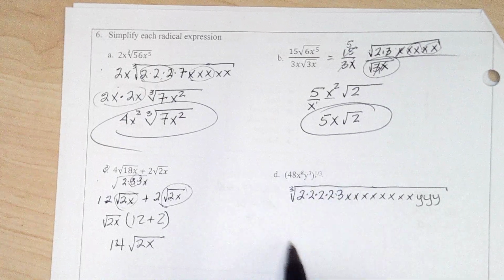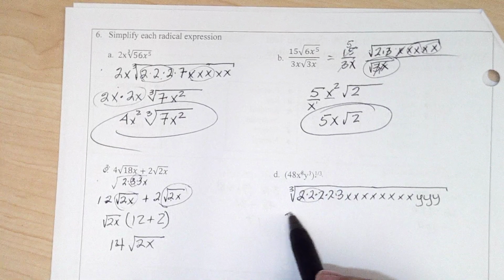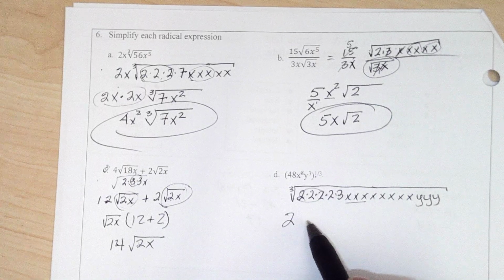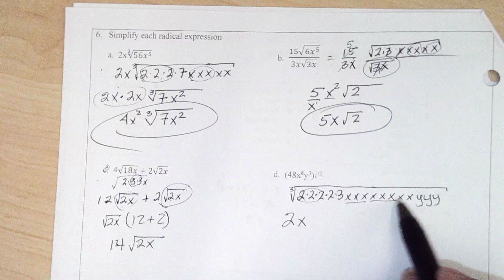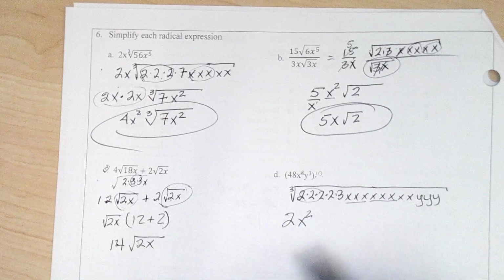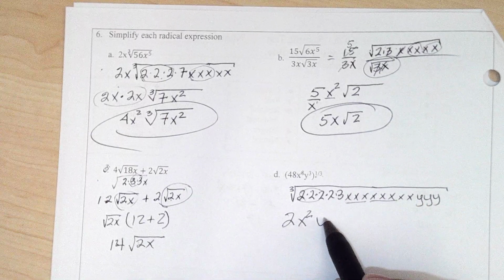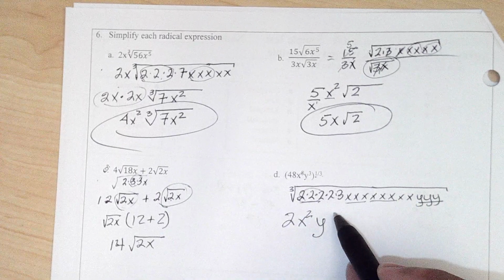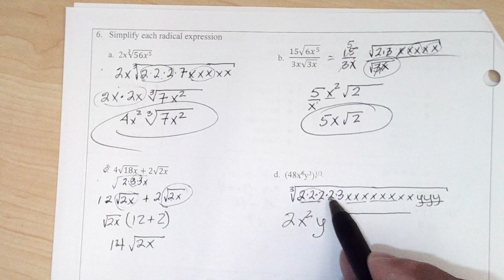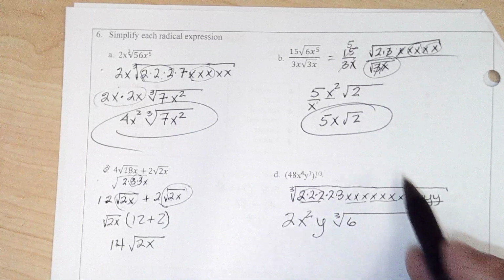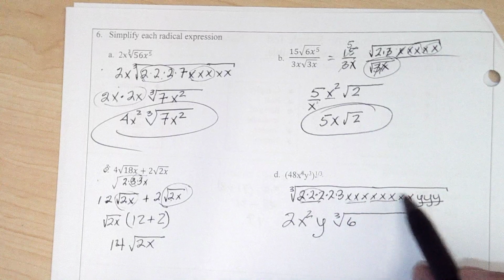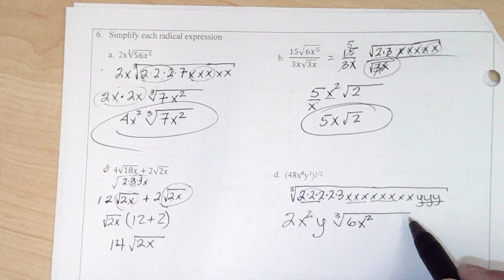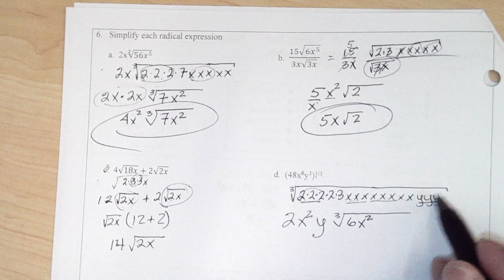And we're looking for groups of 3. There's 3 2's. There's no more groups of 3. There's 3 x's. That's an x. Another 3 x's. And we have 3 y's. So we've taken out the 3 2's. What's left is a 2 times 3, or 6. We've taken those 3 x's and those 3 x's. There's an x squared left. And we've taken all the y's out.